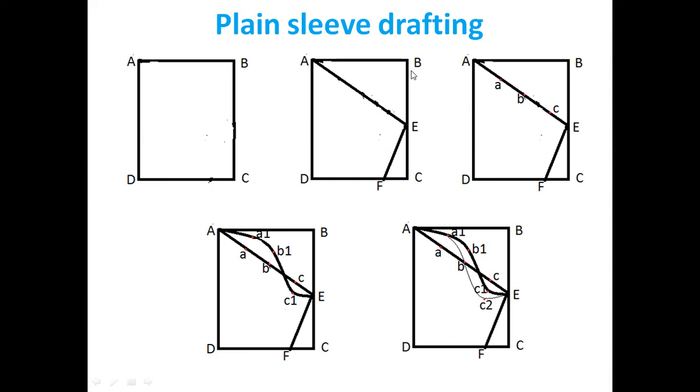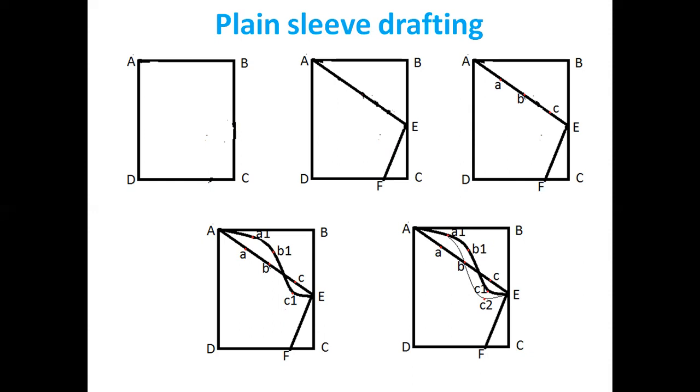Step 2 means on BC, you have to mark a point E. E is very simple. You have to measure the AB measurement and divide that measurement by 2. So half of AB is the measurement for BE. Then you have to mark E from B on the line BC. Then on the line CD, you have to mark a point F. So you have to mark from D to F. D to F is very easy. It is nothing but lower arm circumference plus 1/4 inch. You have to take the lower arm circumference.